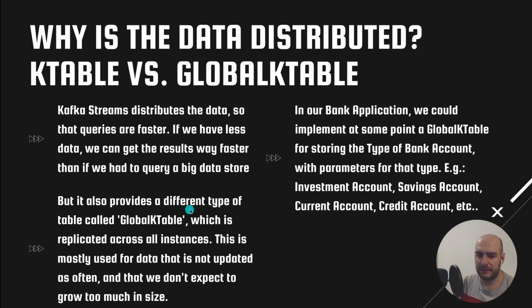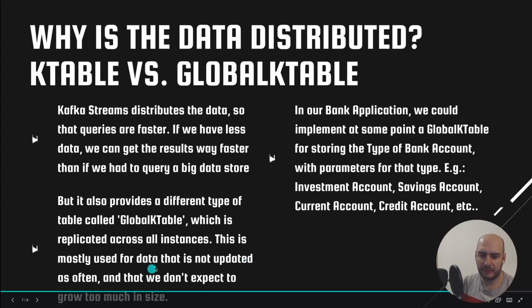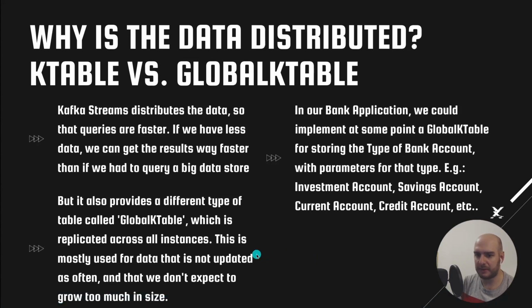But it also provides a different type of table called global KTable, which is replicated across all instances. This means that all instances have the same data. We mostly use this kind of table for data that we don't expect to be updated as often, or we don't expect to grow that much. Because as you can expect, when you have a lot of instances, keeping all the instances in sync is a very costly process. We have to replicate, and we have to stop processing while doing the replication so that we don't have errors in our application.